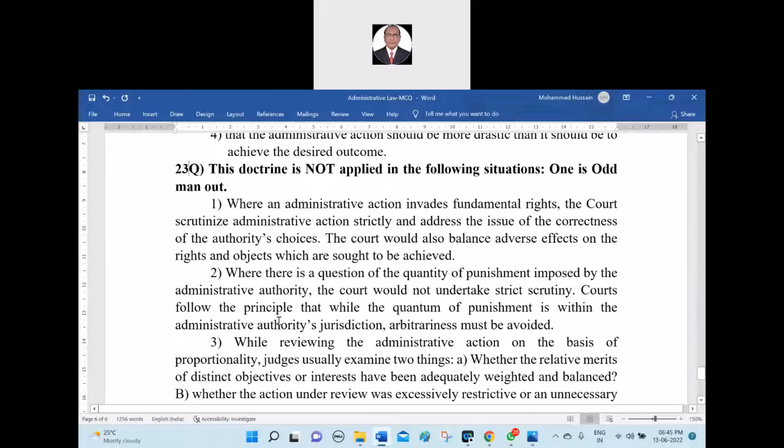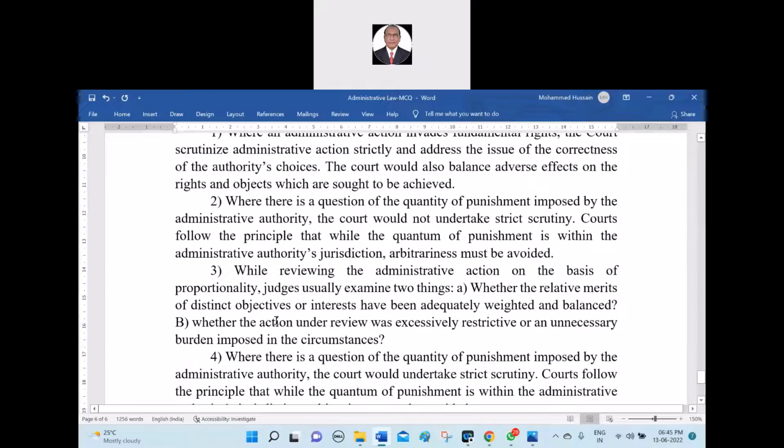The court will follow the principle that while the quantum of the punishment is within the administrative authority's jurisdiction, arbitrariness must be avoided. Number three: while reviewing the administrative action on the basis of proportionality, judges usually examine two things. A, whether the relative merits of the distinct objectives or interests have been adequately weighed or unbalanced. B, whether the action under review was exclusively restrictive or imposed an unnecessary burden in the circumstances.